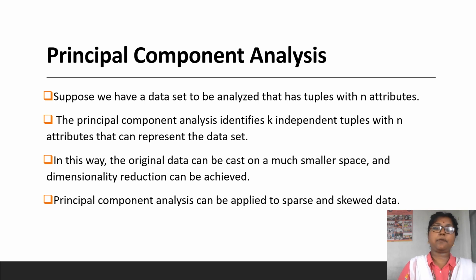Next one is principal component analysis. Suppose we have a data set to be analyzed that has tuples and attributes. The principal component analysis identifies k independent tuples and attributes that can represent the data set. In this way, the original data can be cast on a much smaller space and dimensionality reduction can be achieved. Principal component analysis can be applied to sparse and skewed data.